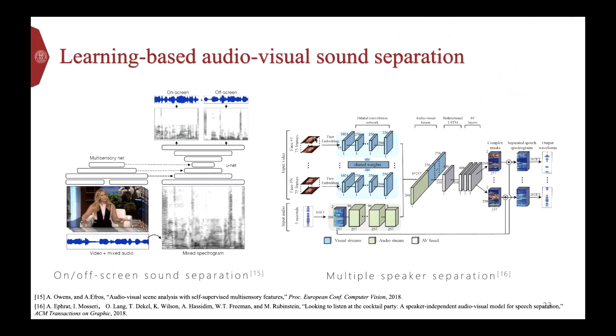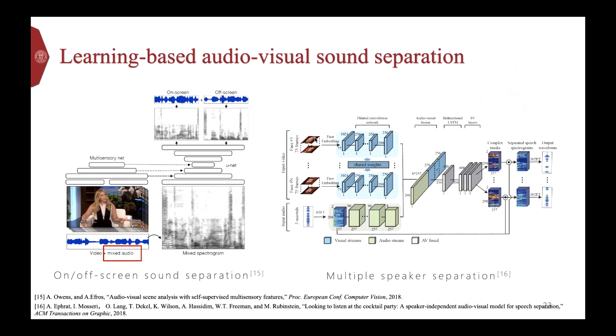And as shown on the left, it uses the single source sounds of different speakers to generate mixed sound. And then it uses the mixed audio and the visual information, concatenated in the middle layers. You train the model to predict different sources, such as the on-screen and off-screen audio signals.